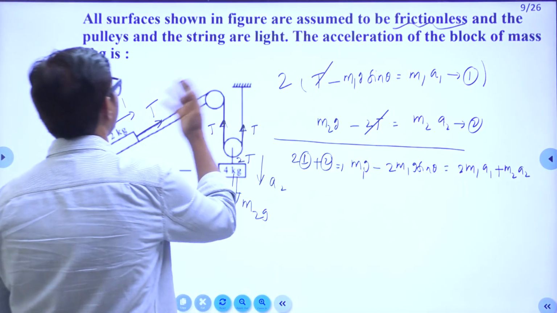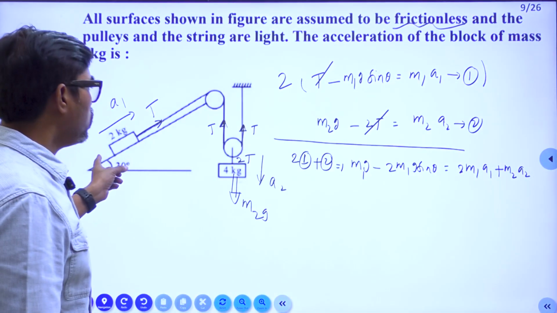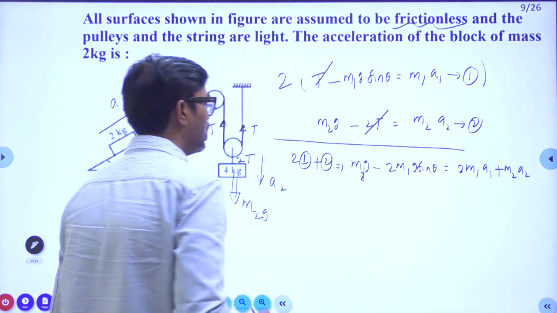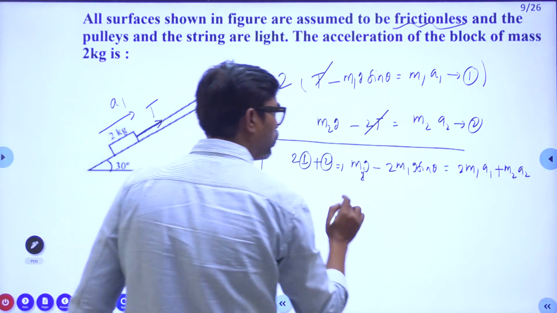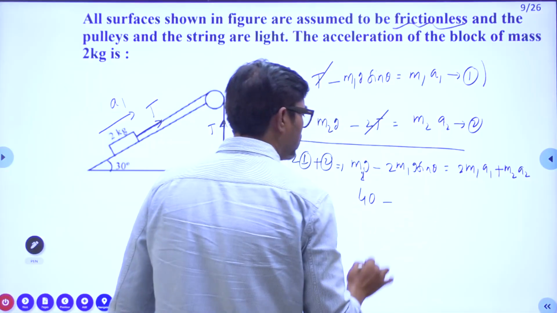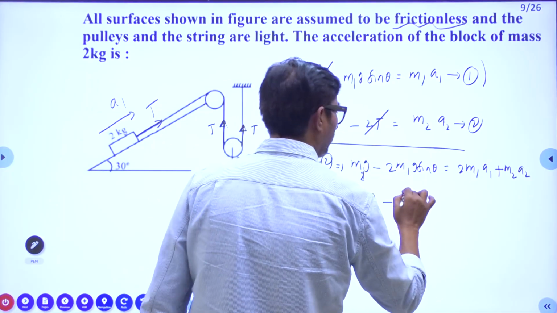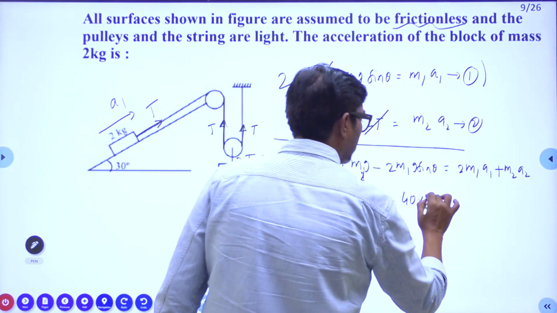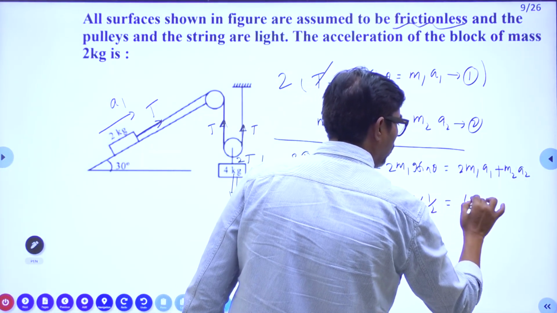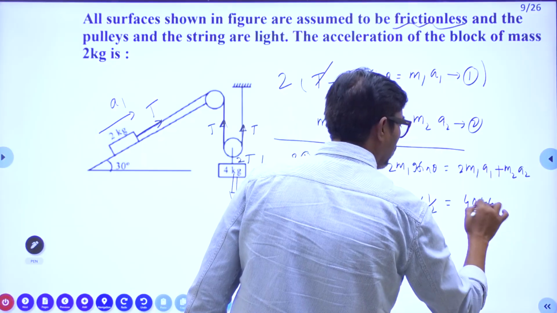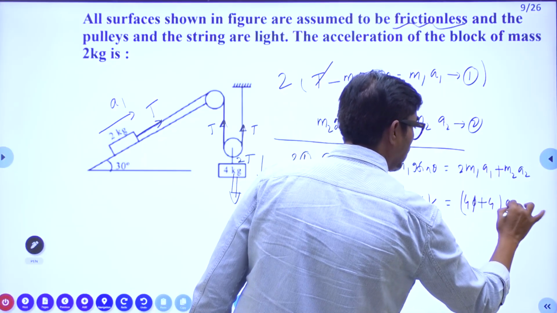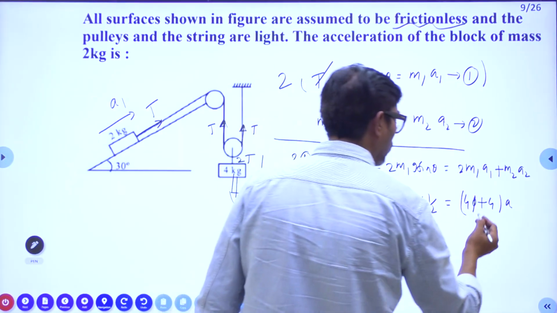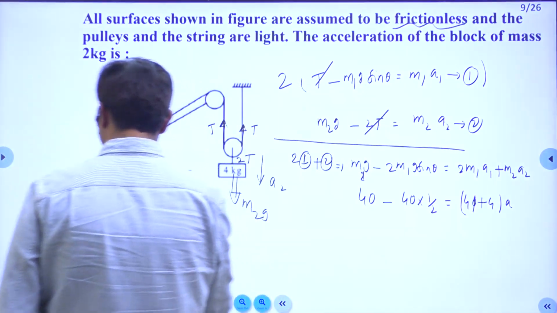Now if you want, you can substitute the values of m1 and m2. m1 is 2 and m2 is 4. So you will get 40 minus 2 into 20 into sine 30, that is 1/2, which is equal to 4 into a1 plus 4 into a2. You have it. So that means what do I get?